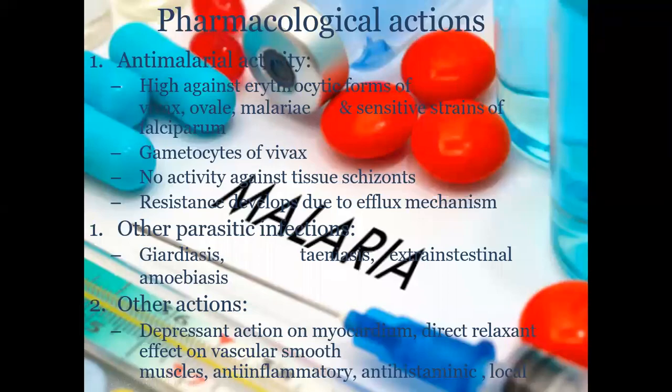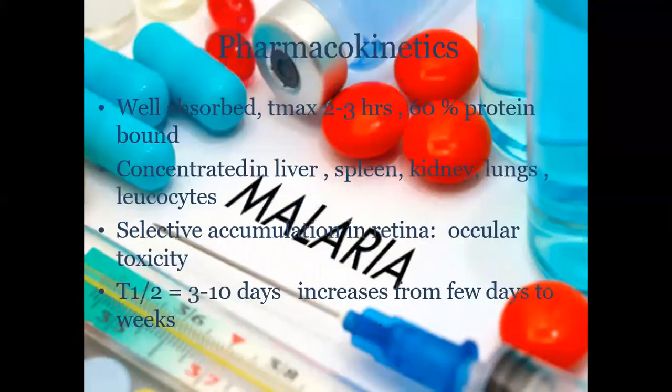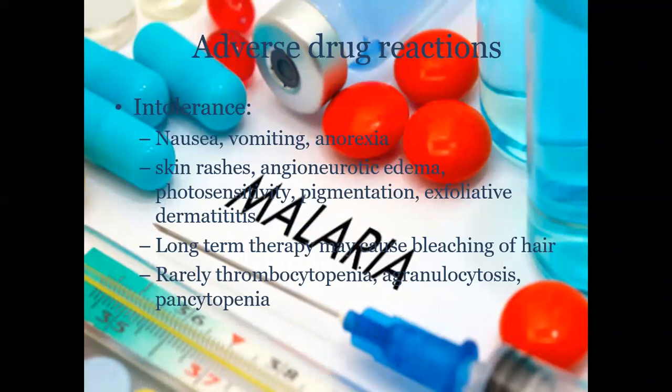So the pharmacological actions of these antimalarial drugs are almost similar to chloroquine. Their pharmacological action is like this way: antimalarial activity, other parasitic infections, and other actions. Now, the pharmacokinetics. You have to just read chloroquine totally, so you can answer all the other drugs.